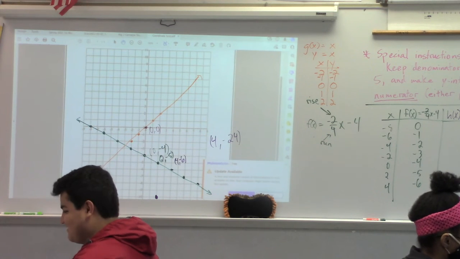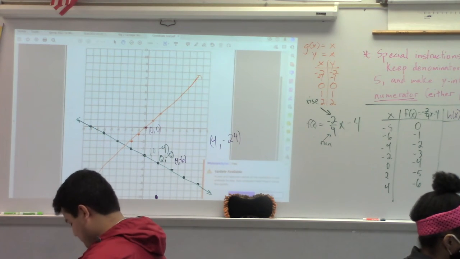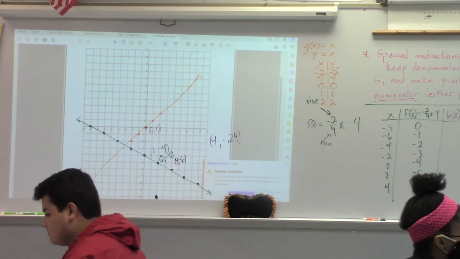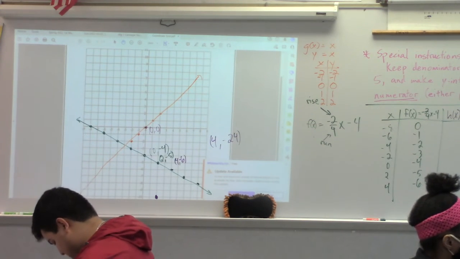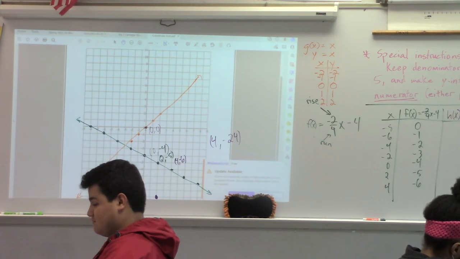Right, so g of x is x, and the next part depends on whatever your f of x is. Are you confused? What are you still confused about? You get your parabola. You just think your thing's wrong?